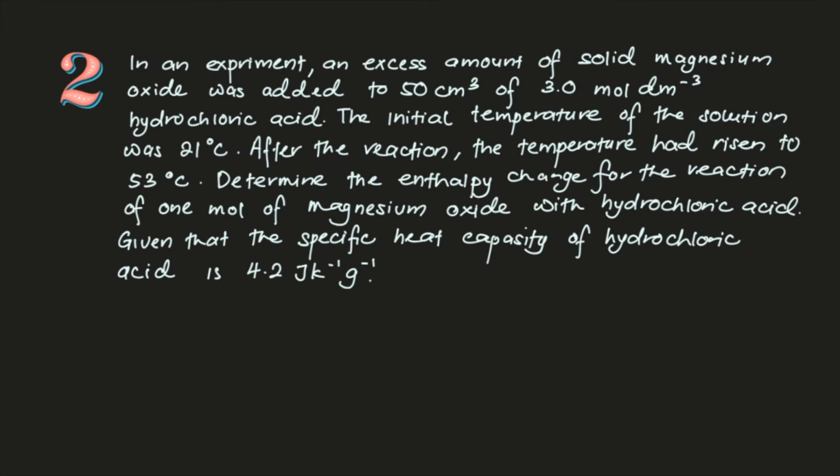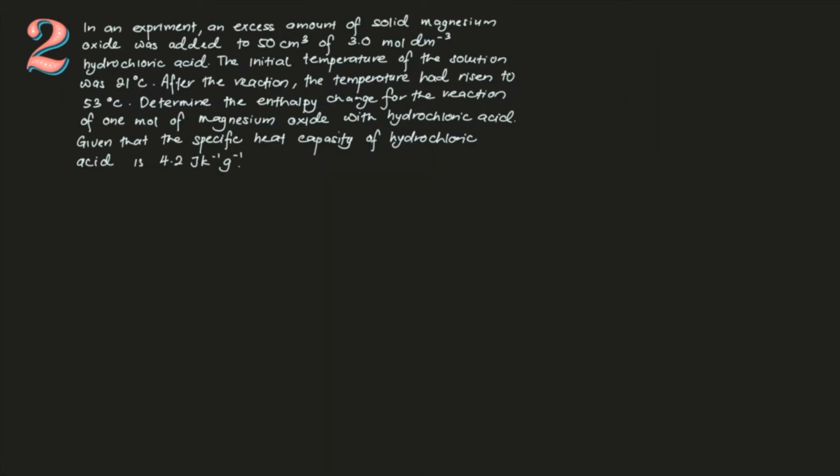Question number 2. In an experiment, an excess amount of solid magnesium oxide was added to 50 cm3 of 3.0 mole per decimeter cube hydrochloric acid. The initial temperature of the solution was 21 degrees Celsius. After the reaction, the temperature has risen to 53 degrees Celsius. Determine the enthalpy change for the reaction of 1 mole of magnesium oxide with hydrochloric acid, given the specific heat capacity of the hydrochloric acid is equivalent to 4.2 joule per Kelvin per gram. Let's look at the question together.